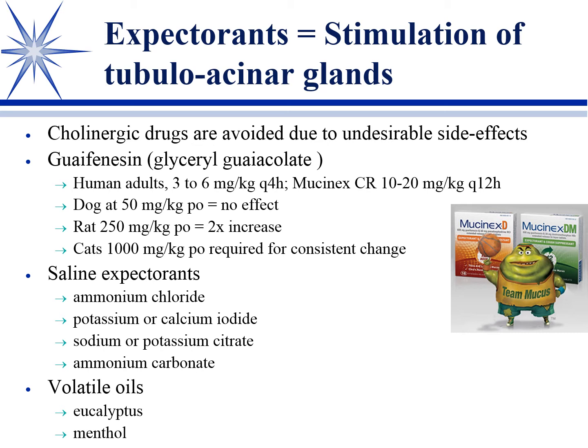We have three that are used. We have guaifenesin, the saline expectorants, and the volatile oils. Guaifenesin, also known as glyceryl guaiacolate, you know, as Mucinex, the big glob. This is in a ton of over-the-counter medicines, and you can buy that. I hate to break this to you, but it doesn't work.